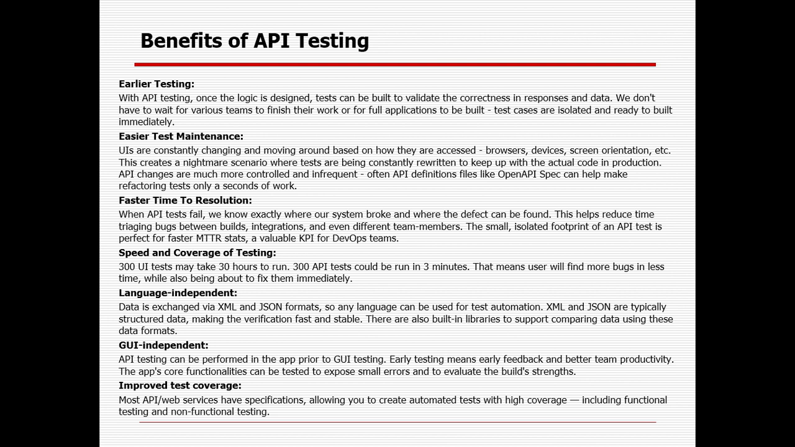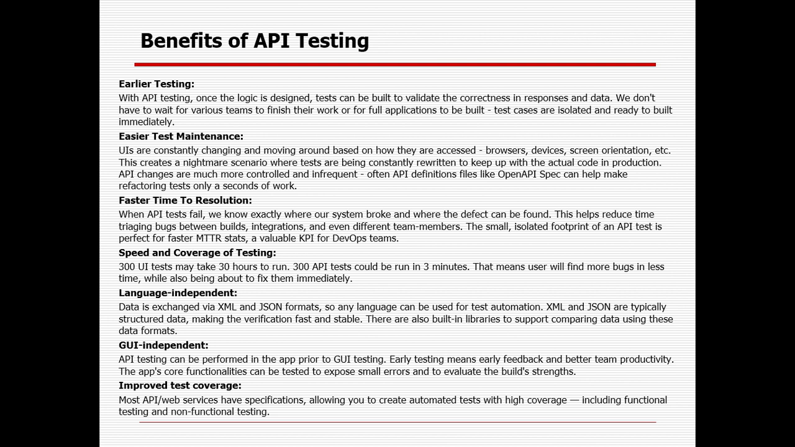With the GUI, you are constantly changing and moving around based on how users access it: browser, devices, screen orientation, etc. This creates a nightmare scenario where tests are constantly rewritten to keep up with the actual code in production. API changes are much more controlled and infrequent. Often API definition files like the OpenAPI spec can help make refactoring tests only a second of work.